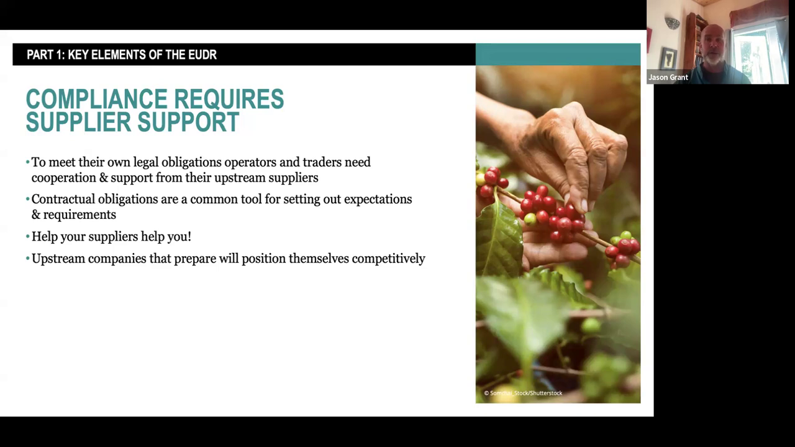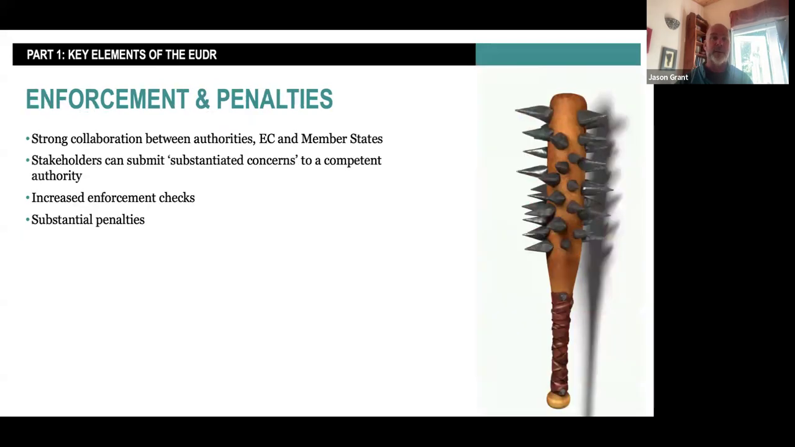And so there's steps that we recommend that companies do in engaging their suppliers and trying to reach up their supply chain to get that cooperation. And there's a lot of detail in our step-by-step guide.